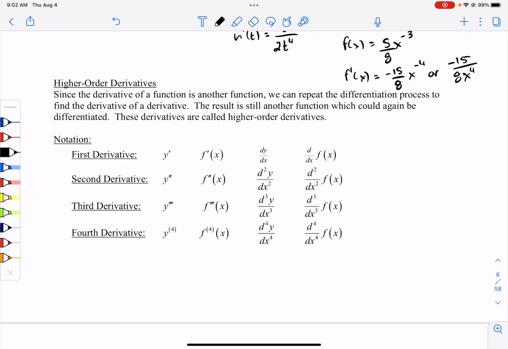So you can repeat the differentiation process. You can take the derivative of a derivative, and you can keep doing that over and over again. That's called higher order derivatives.